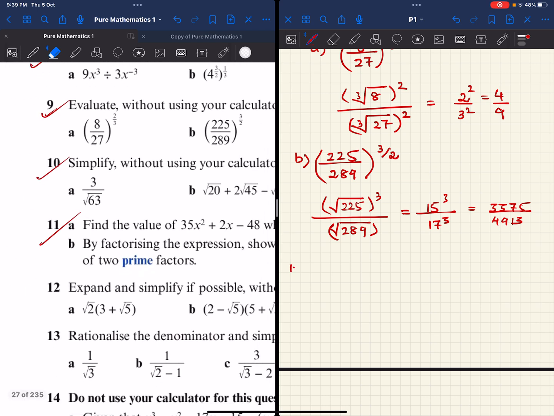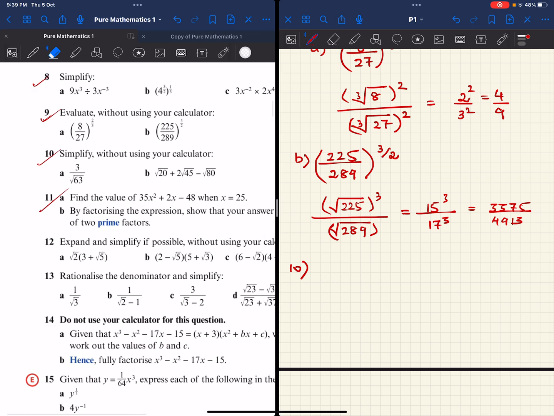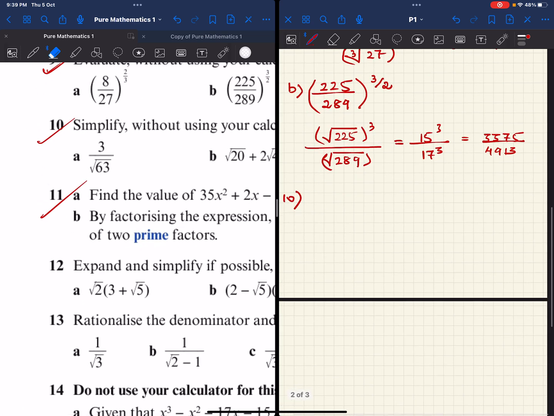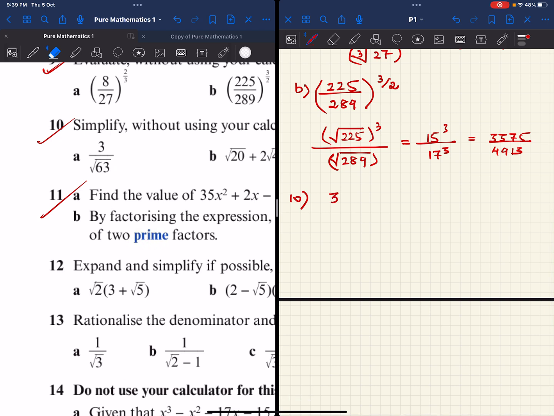Question number 10. Simplify without using a calculator. So question 10 is a surd question. 3 divided by square root of 63. So first let's see if 63 can be factorized. So we have here 3 2s are 6, 3 1s are 3, 3 7s are 21, and 7 1s are 7. So we can rewrite the question as 3 divided by the square root of 3 times 3 times 7.